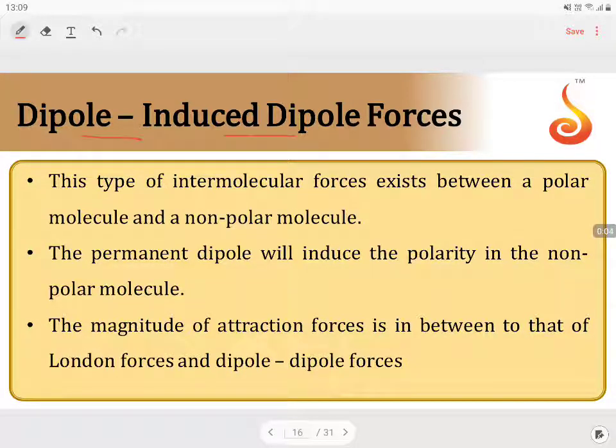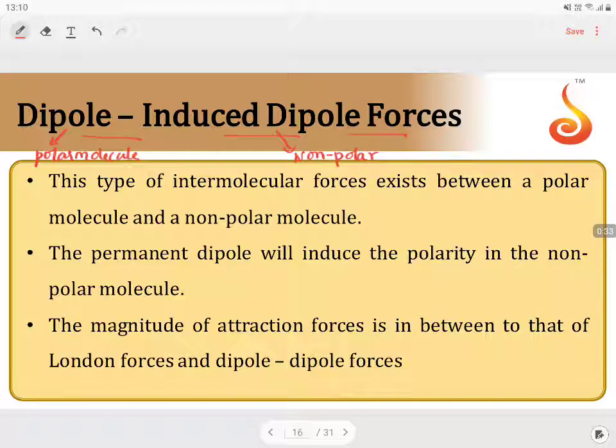Dipole-induced dipole forces, the third type of van der Waals forces we are going to discuss. The name itself says dipole. That means you should have a permanent polarity in the molecule, so it belongs to a polar molecule. Whereas induced dipole is the property related to a non-polar molecule.